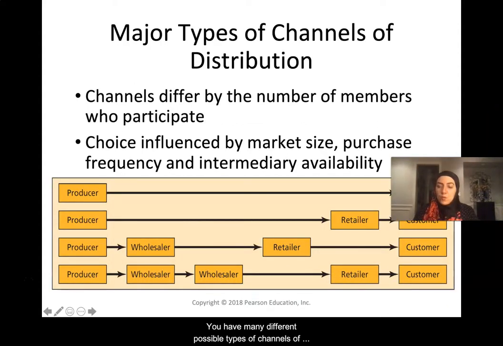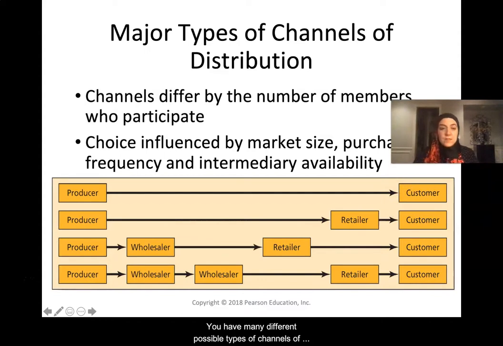Now, you have many different possible types of channels of distribution. They differ by the number of members that are going to be participating. So, for example, you might have a direct channel like the one we just discussed. You might have a very short indirect channel with just the producer, retailer, and then the customer. Or you might also have a wholesaler in there. You might have several different wholesalers. And these things just depend on the size of your market, and whether intermediaries are available, whether you have straight access to the customers or not, and other different considerations.